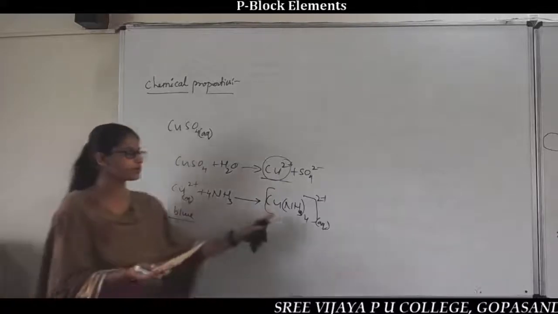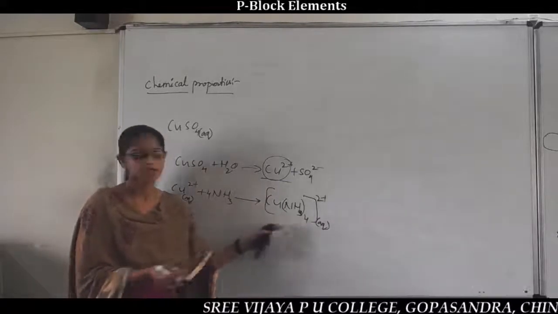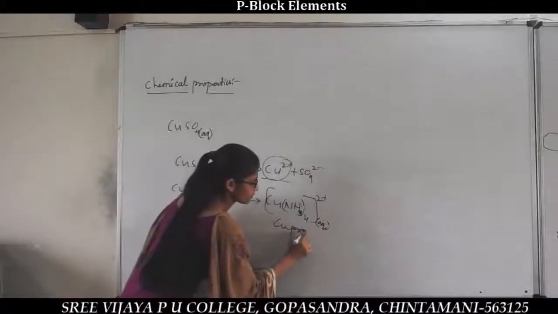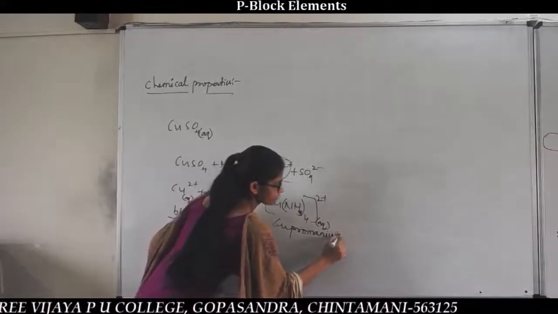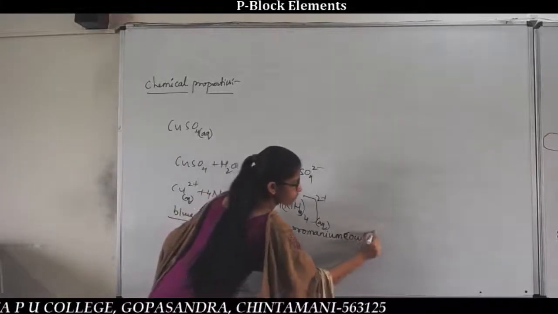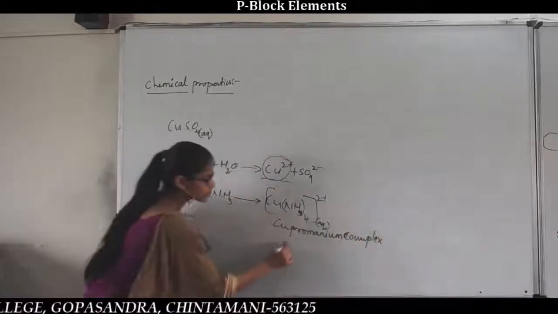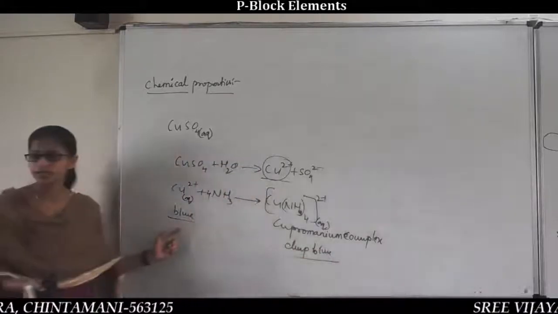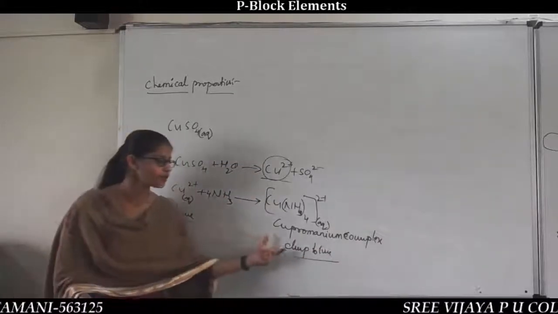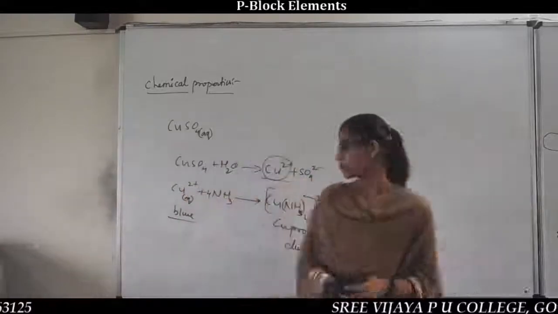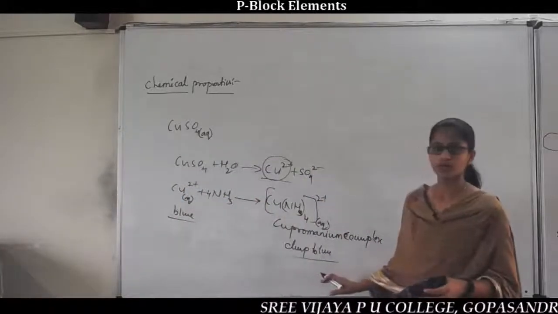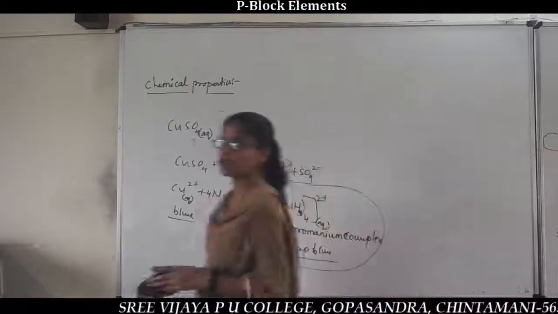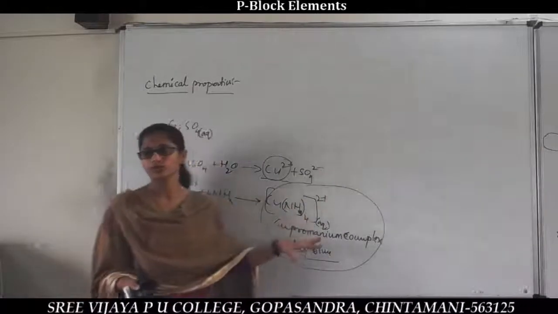After formation of the complex of copper, we call it the cuprammonium complex. This is one of the complexes. It is also deep blue in color. Compared to the copper ions, the copper complex formed with ammonia is deep blue in color. So the intensity of the blue color is very high compared to the copper ions in the form of solution. So this is an example.